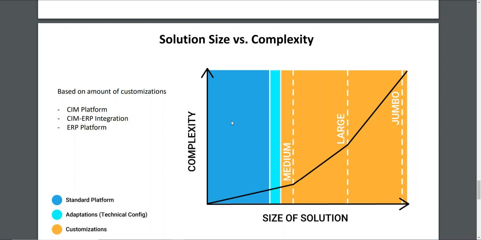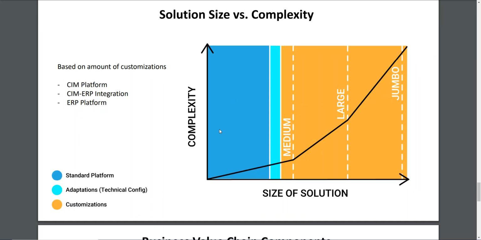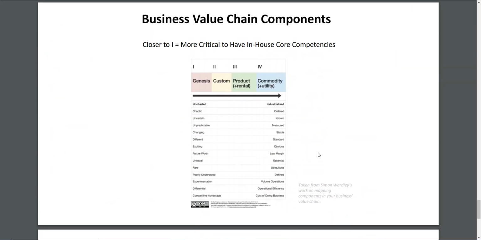So when you look at solution size versus complexity, now I've taken a chart showing you the size of the solution, and I'm going back to my grid on the blue is the core platform, light blue is adaptations, and orange is customization. As you are getting into medium, large, and jumbo platforms, the complexity is exponential that goes up as you increase the size of the solution. The complexity is on a logarithmic scale of the complexity going up. So you've got to be aware of that when you're making customizations. There are times to do it where it makes a lot of sense, and I'm gonna talk through that in the business value chain. There's a lot of other times we see clients choose customization, and it's because they don't understand the negative impact of it.